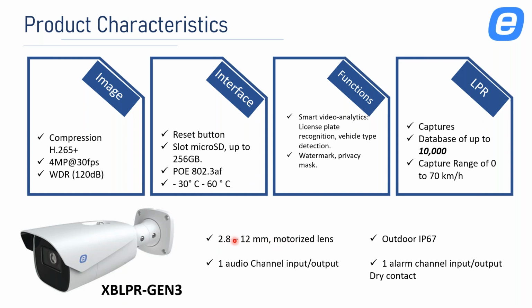It has a motorized lens from 2.8 to 12 millimeters, so you can zoom in up to 12 millimeters and zoom out up to 2.8. It has one audio channel for input and output, one alarm channel for input and output dry contact. Another thing that's not on here is in the settings, it also has a Wiegand input and output. What that basically means is you can add a reader to the LPR camera as an extra layer of protection. So once the car comes, it'll read the license plate, but the door will not open until the client or the person in the car scans the reader, and then the barrier will open. So it just adds another layer of protection if the client would like that.